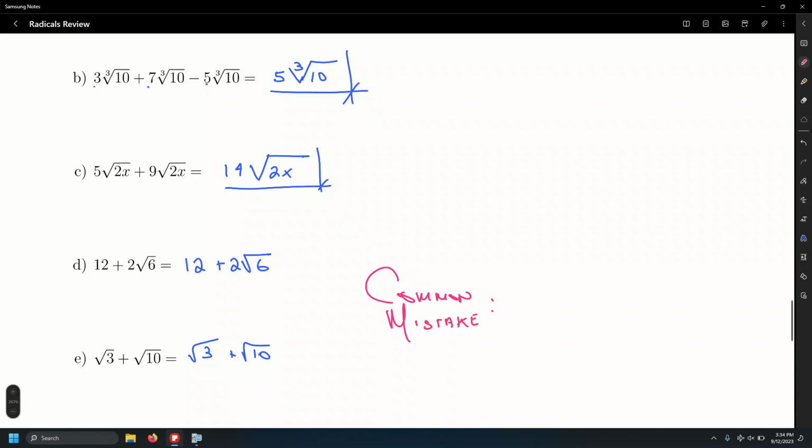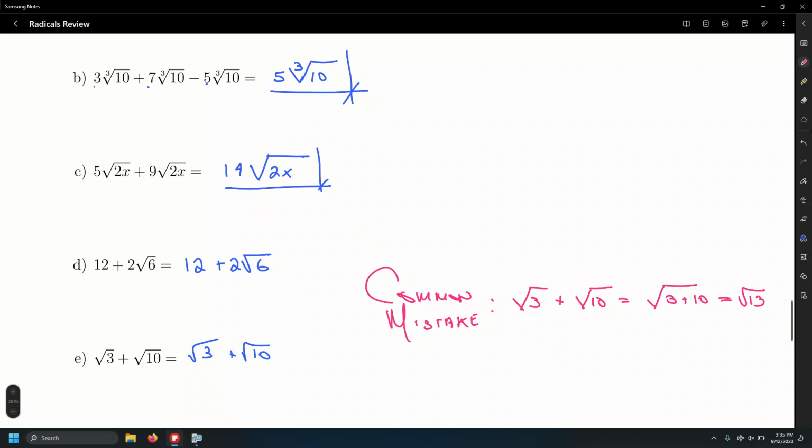A common mistake in algebra: thinking root of 3 plus root of 10 is the combined root of 3 plus 10, which equals root of 13. That's not what we do. We only combine the coefficients. 5 plus 9 equals 14. 3 plus 7 minus 5 equals 5. Only the coefficients, but not the quantities inside of the radical.